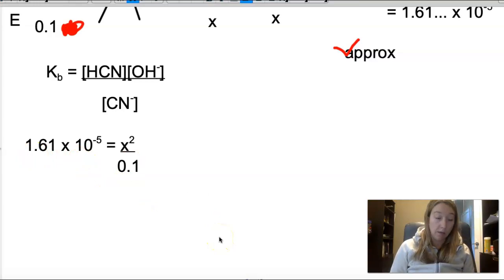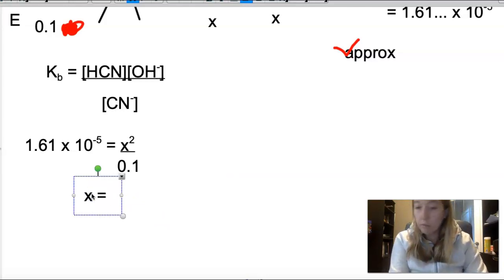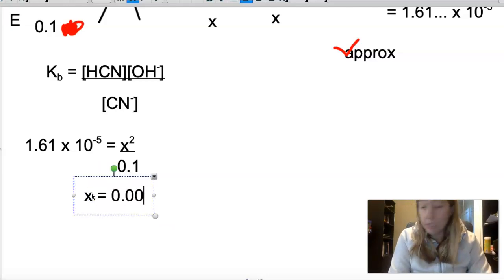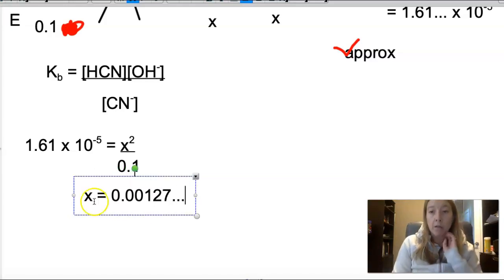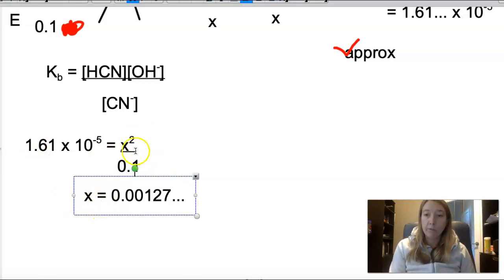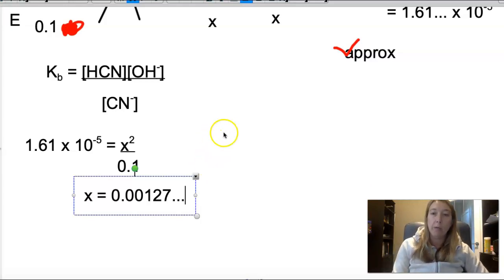We're going to take our K value. I'm just retyping it in so that I have that whole number. Then I'm going to times it by 0.1, and then take the square root. I'm going to come up with the fact that x is equal to 0.00127, and that keeps going. Again, if you prefer to graph it and solve for x, you can. Same deal if you didn't realize you could approximate and you graphed with that additional x in, it's really not a big deal. It's not going to significantly change anything.